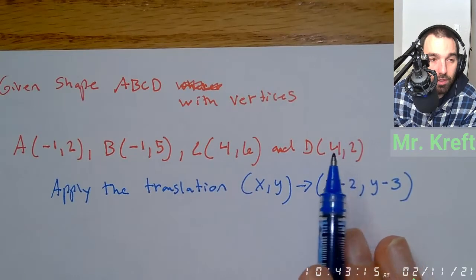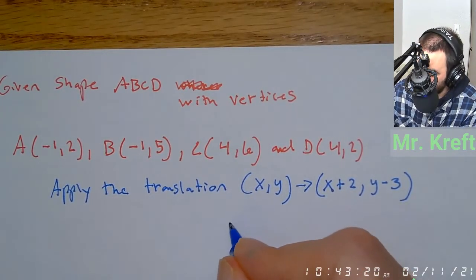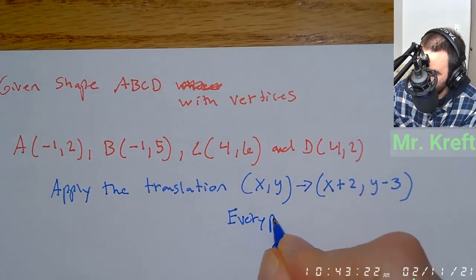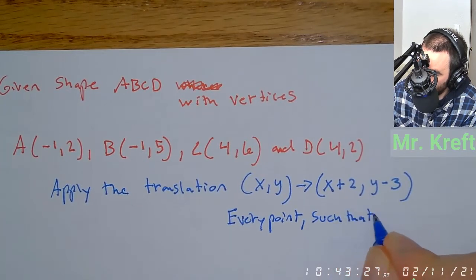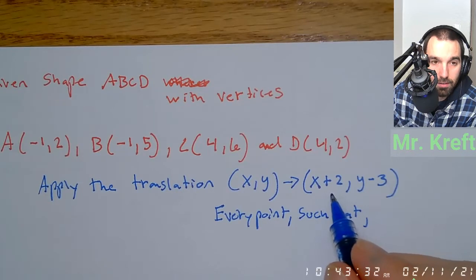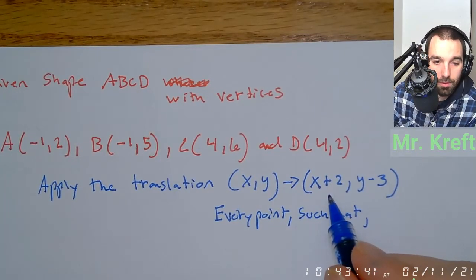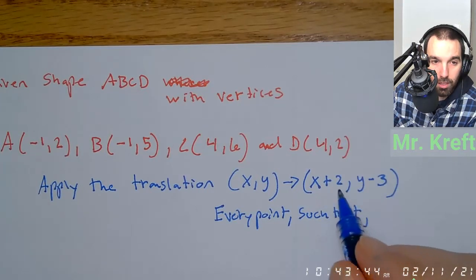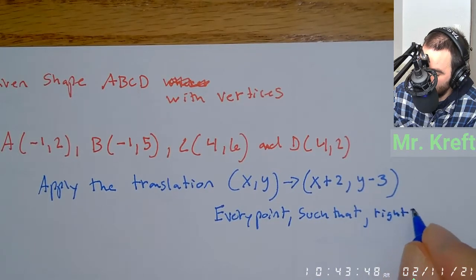So we have all of these points, and we're going to apply this translation, right? So we're going to take every point, and I'll write it out in English. We're going to take every point such that, and then you guys tell me, x plus 2, what direction is that? Can you guys tell me in chat, what direction is x plus 2? Am I going left, right, up, or down? Right, so x plus 2, that means right. I'm going to go right 2.